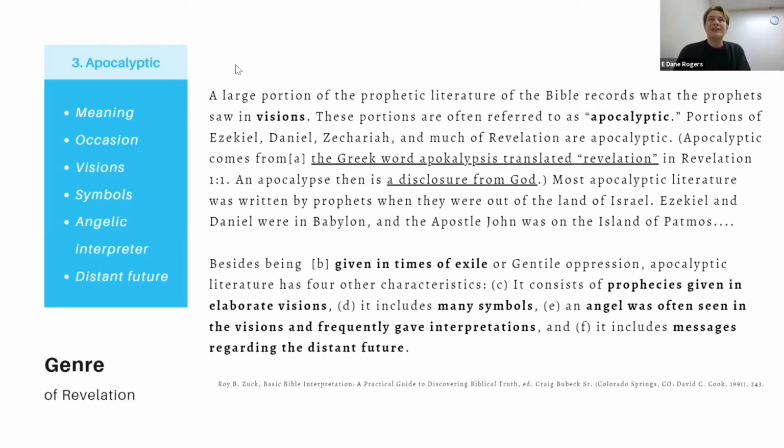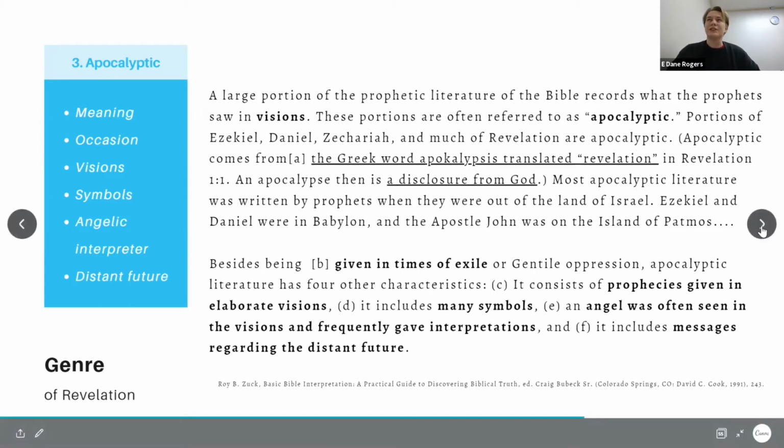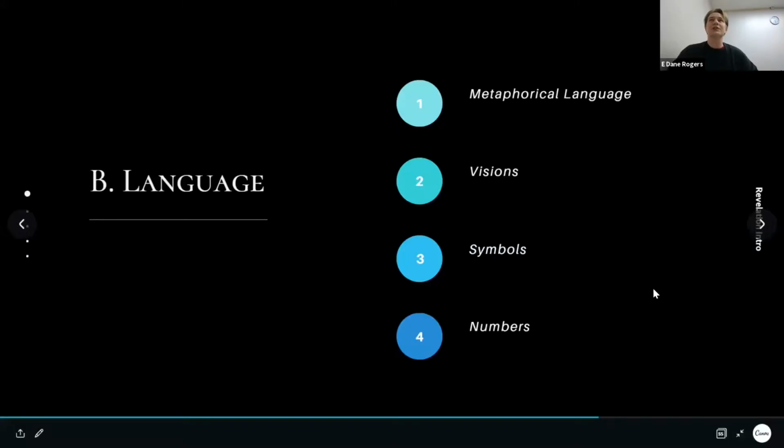Besides being given in times of exile or Gentile oppression, apocalyptic literature has four other characteristics. It consists of prophecies given in elaborate visions. It includes many symbols. An angel was often seen in the vision and frequently gave interpretations. And it includes messages regarding the distant future. Okay, so hopefully that's a good introduction to apocalyptic literature.